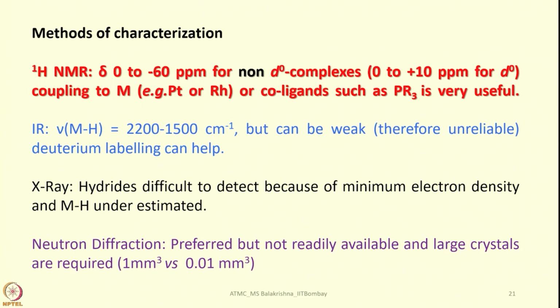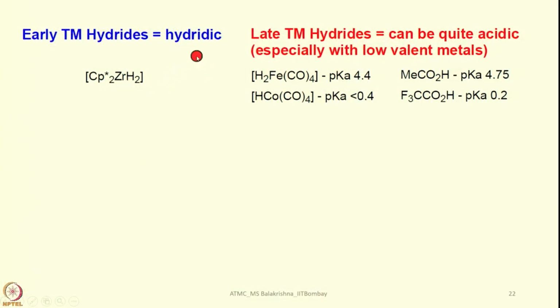And once again, if we have single crystals of molecules containing an MH bond, one can go for single crystal X-ray diffraction, but hydrides are difficult to detect because of minimum electron density, and the MH bond may be underestimated. And if you want to really get precise bonding parameters, one has to go for neutron diffraction. It is the most preferred one, but not readily available, and large crystals are required here, unlike X-ray diffraction.